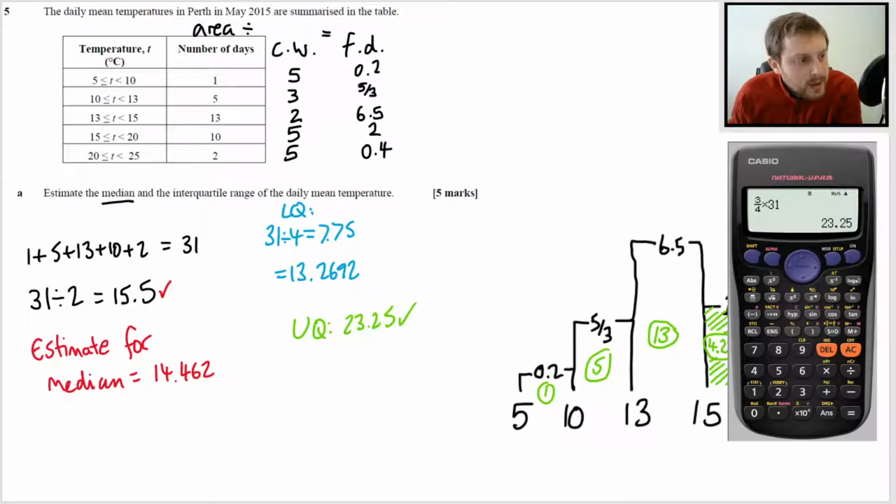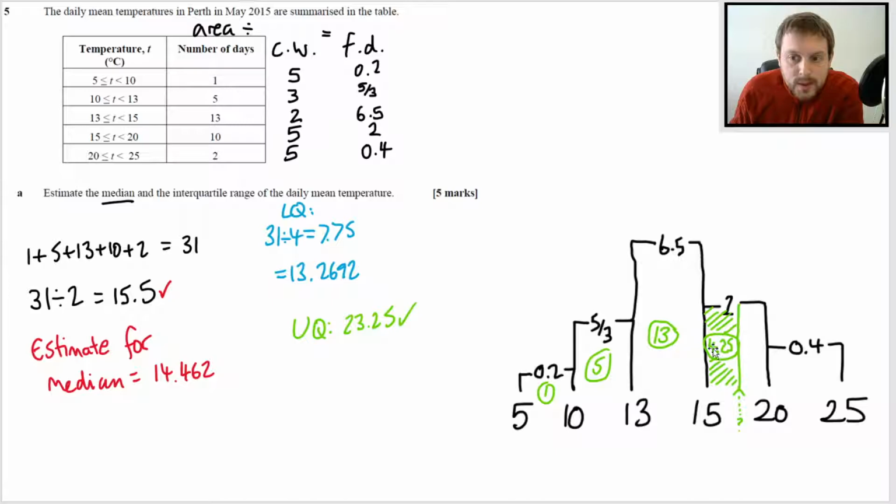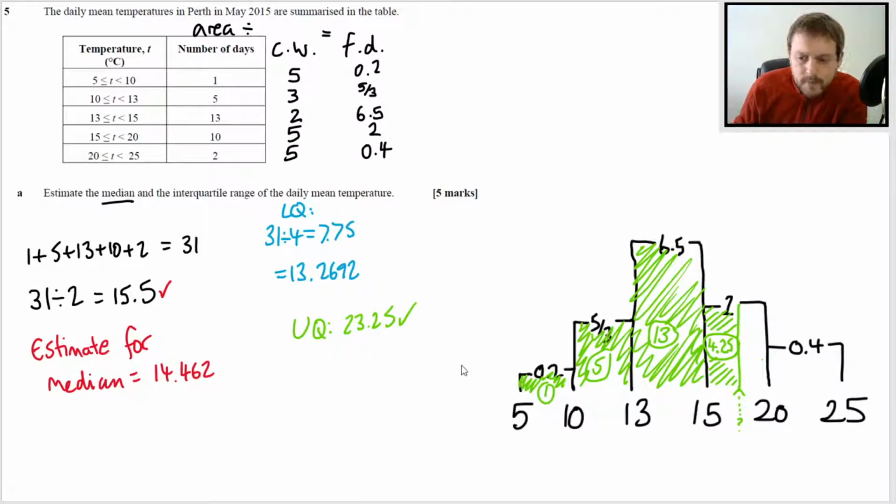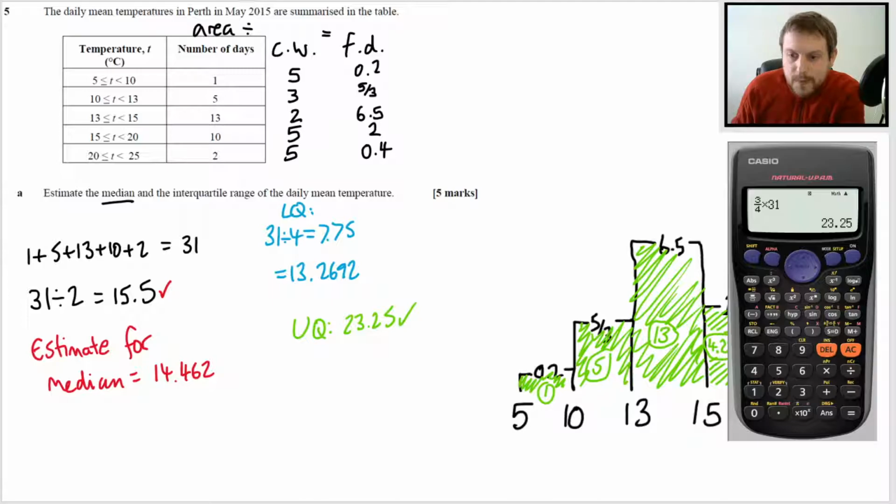So let me just get rid of the calculator for a second to show you what I did. I'm saying that this part here needs to be 4.25, so that if I shaded the whole thing in from the left, I would have 3/4 of the area, this 23.25. So my estimate for the upper quartile will be adding this bit extra onto 15, and the bit extra is the width of this rectangle that has a height of 2 and an area of 4.25. So 4.25 divided by 2 will be the width. Added onto 15 is 17.125. So my estimate is 17.125. And therefore we can estimate the interquartile range.